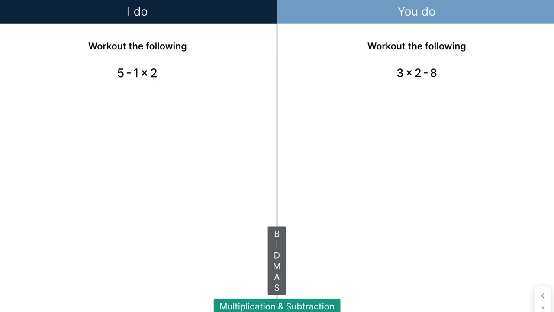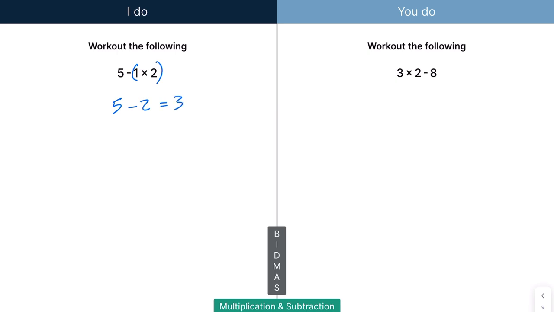Moving on, we've now got multiplication and subtraction. Again, if you look at this BIDMAS, this is the order of operations. We can see that multiplication appears before subtraction. So we'll put brackets around the multiplication. That becomes 5 minus 2, and the answer is 3.